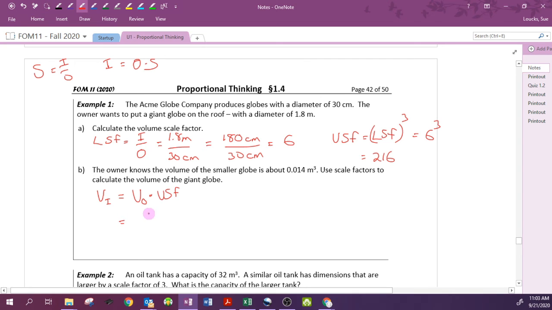And then the original volume is 0.014 meters cubed, and the volume scale factor is 216. I multiply those together and I get 3.024 meters cubed.